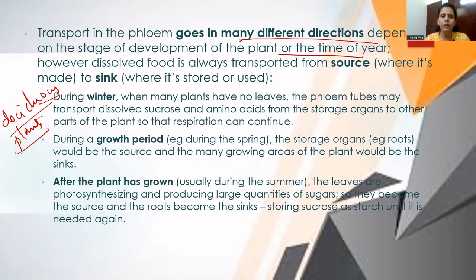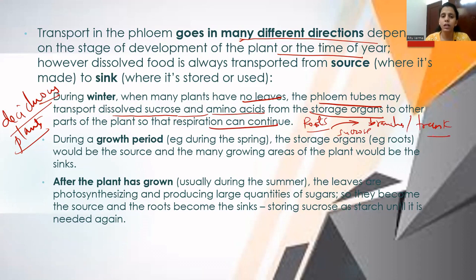Okay, so in winter what happens is, as the plant is not having any leaves, the phloem tubes transport dissolved sucrose and amino acids from the storage organs to other parts of the plant, so that respiration can continue. So during winters, storage organs like roots, from the roots the sucrose is transported to various parts of the plant, like maybe thin branches or the trunk of the tree, to various cells. After going to the cells of these branches and trunk, the sucrose gets converted into glucose, and now it is utilized for the process of respiration.